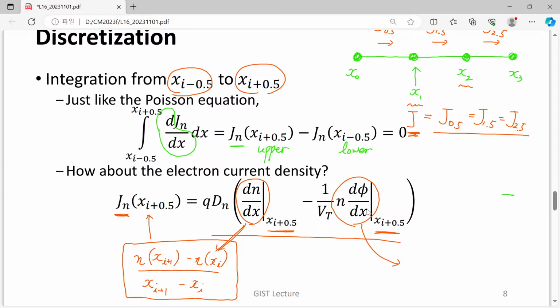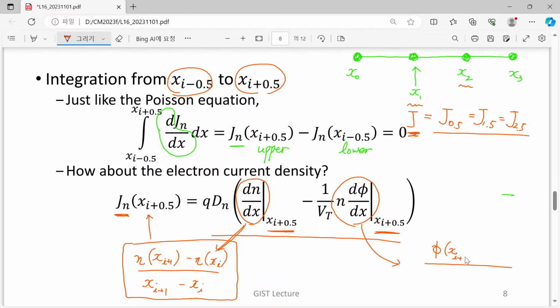Let me follow once again the same way. Here we have d phi over dx. Then how can you calculate this d phi over dx at a midpoint? Phi evaluated at the upper point and lower point, and take the difference between them. So I just considered this first order derivative. And here we have n evaluated at what? Evaluated at the midpoint.